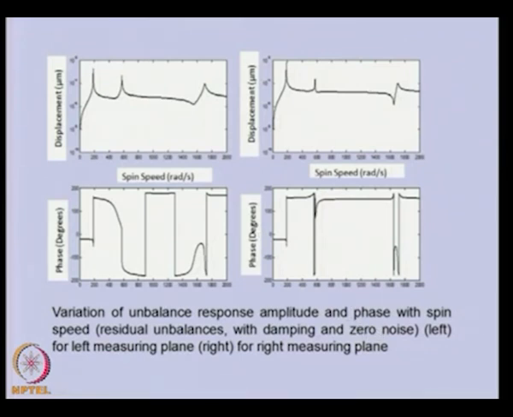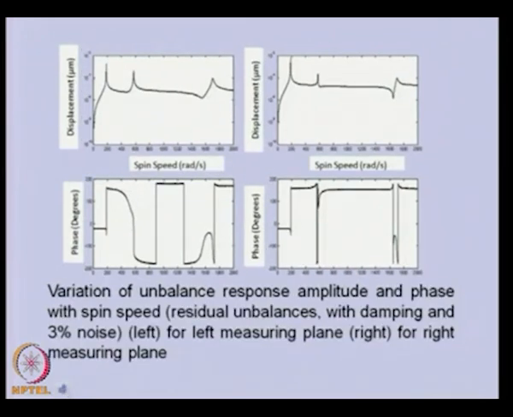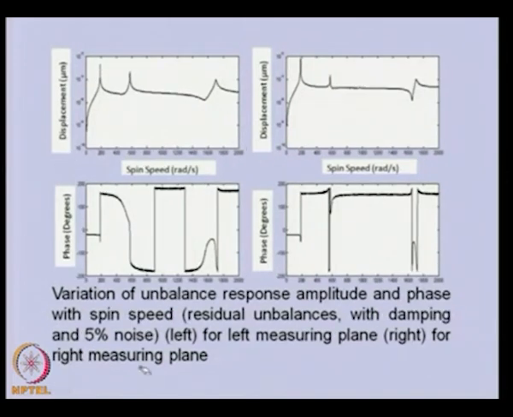So initially I am just showing the typical response of the system. This is with the damping and some noise also added. You can see some haziness of the response, which is because of the 3% noise added into the system. And in this, the addition of 5% noise, higher noise, you can see the change of the signal because of the more noise in the system. So this addition of noise will show the effect of noise on the estimation of the residual unbalance, or on the balancing of the rotor.